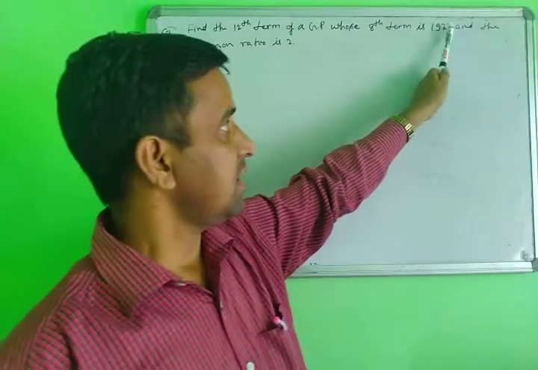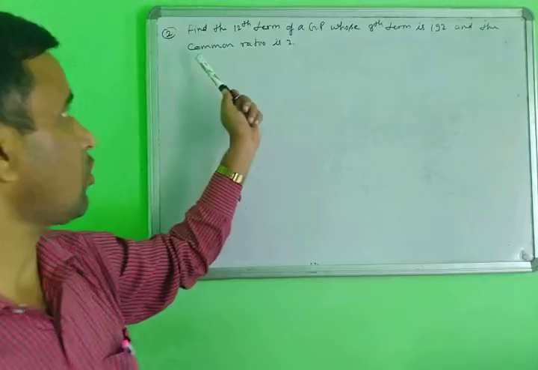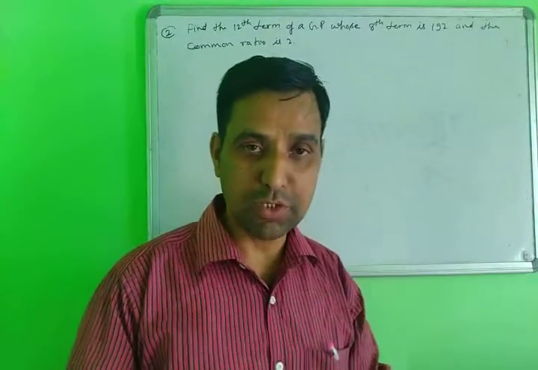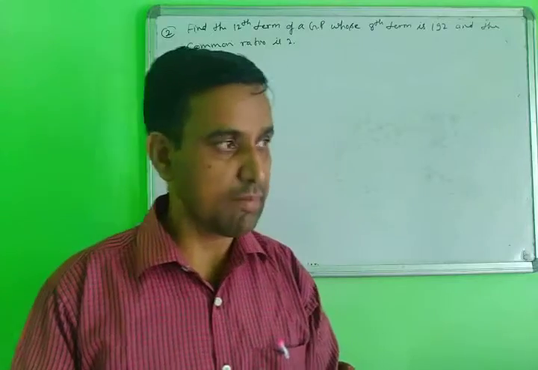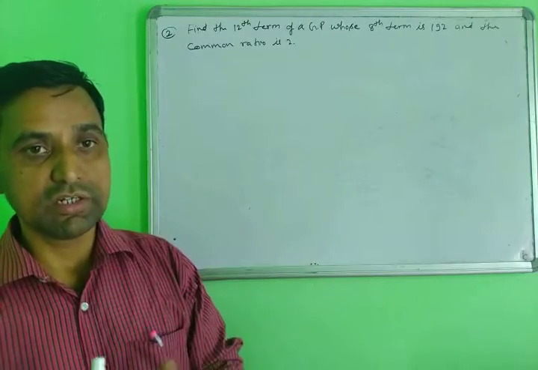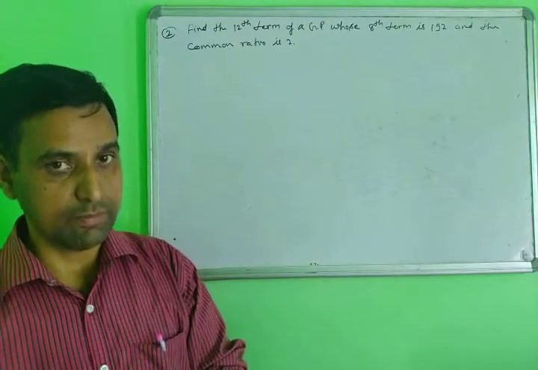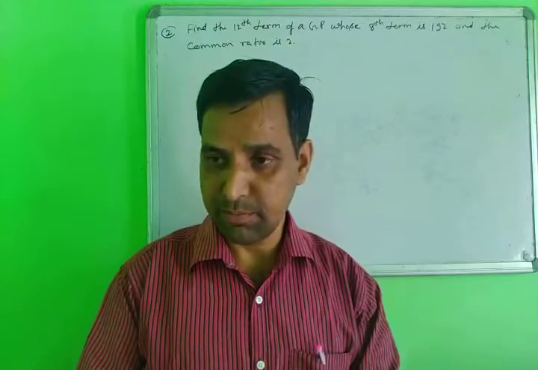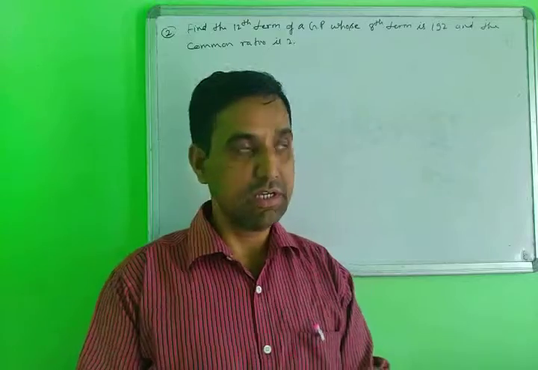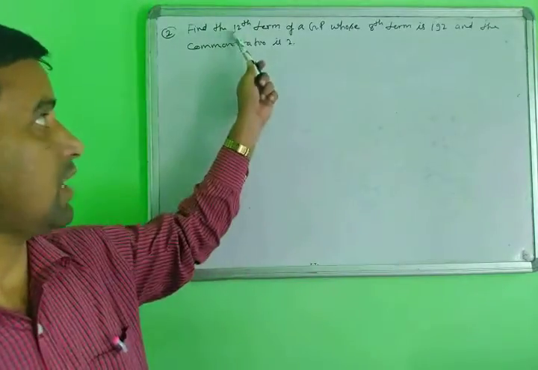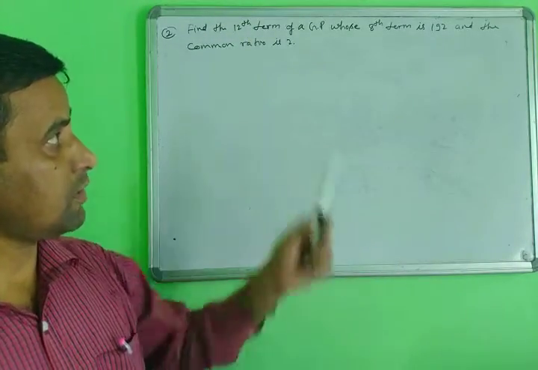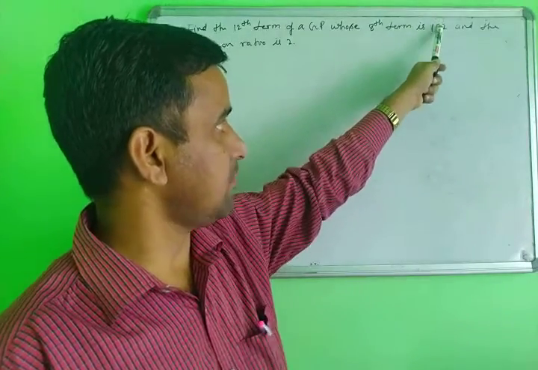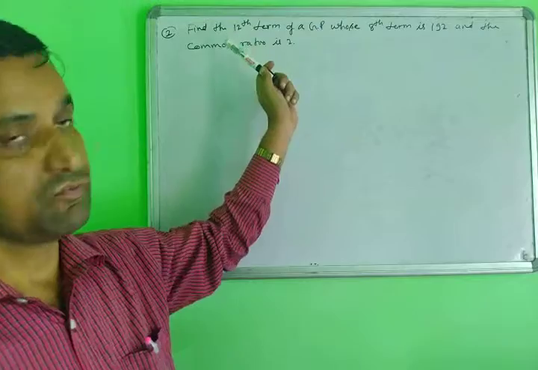Second thing, in this GP the common ratio is 2. Here the first term is not given. First of all you will find the first term, then you will find the 12th term. The common ratio is given. With the help of the 8th term, you will find the first term.